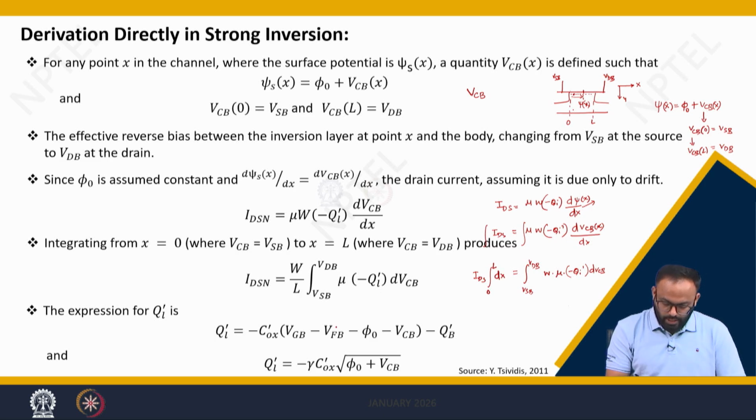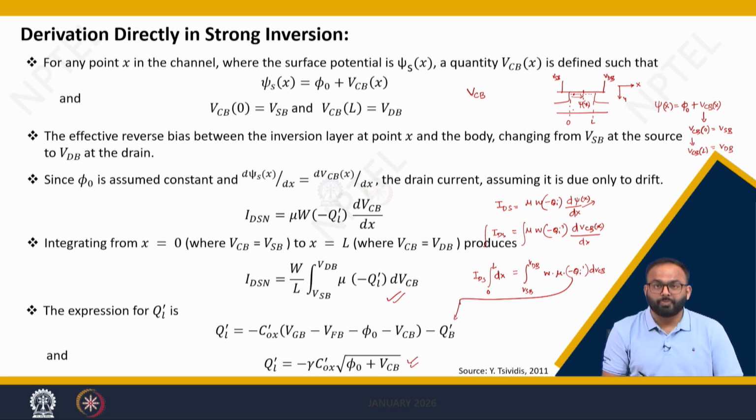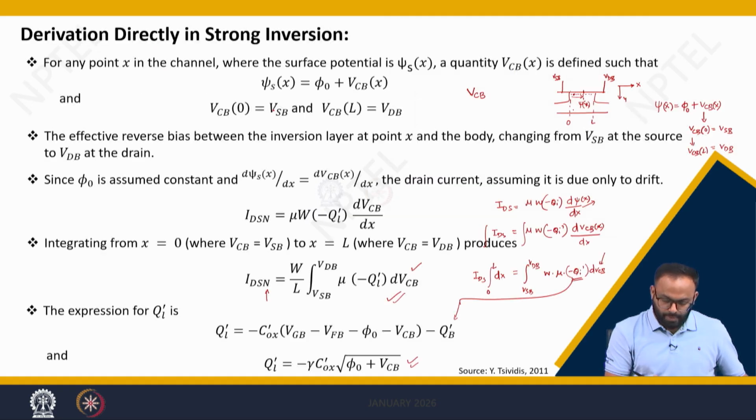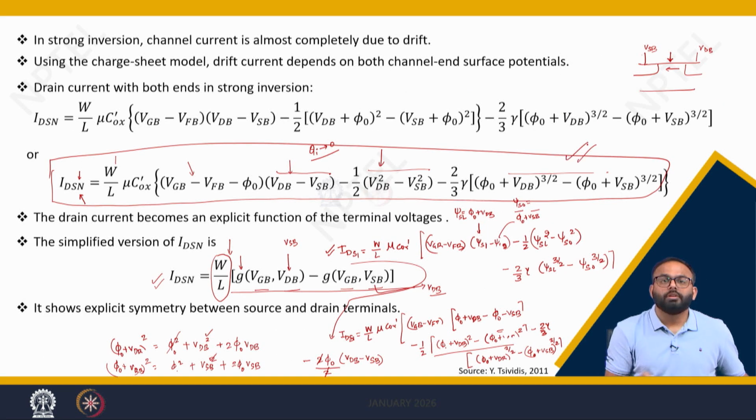When you solve this equation, ultimately you will get this equation, where we know that Qi dash can be given by this and Qb dash can be given by this. So we need not solve the surface potential profile. Instead, we can simply rewrite this equation in terms of inversion charge and the terminal voltages. That is the idea to get the current for non-saturation by only considering the terminal voltages and the inversion charge. Now, if you derive this equation, ultimately you will end up with the equation we have derived so far based on our analysis of surface potential.